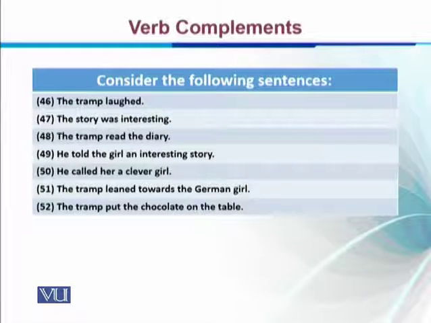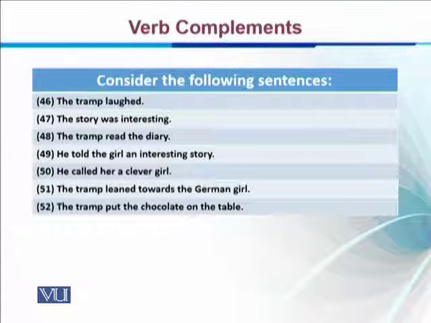So let's look at these sentences. The tramp laughed. The story was interesting. The tramp read the diary. He told the girl an interesting story. He called her a clever girl. The tramp leaned towards the German girl. The tramp put the chocolate on the table.